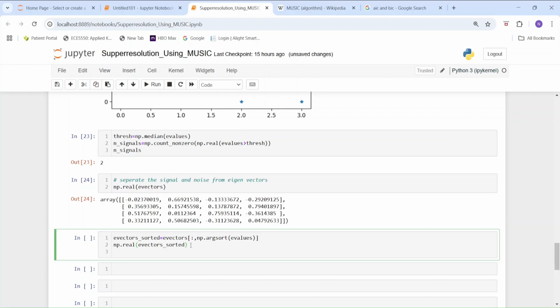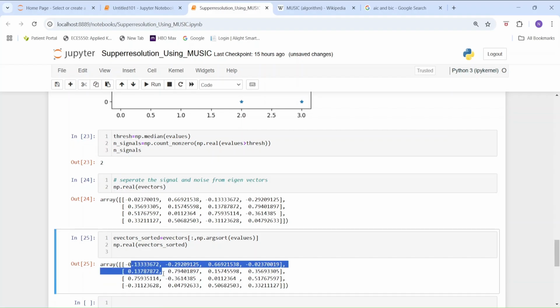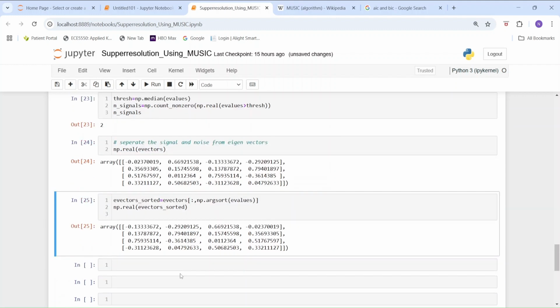This portion was without the sorting, and this is after the sorting, and you will see the difference here. You can see this column comes first, and then comes this column. These two are the noise, because they have low values. And these two are the signal, these two columns. So we have two signal components, and these two columns are related to the noise.